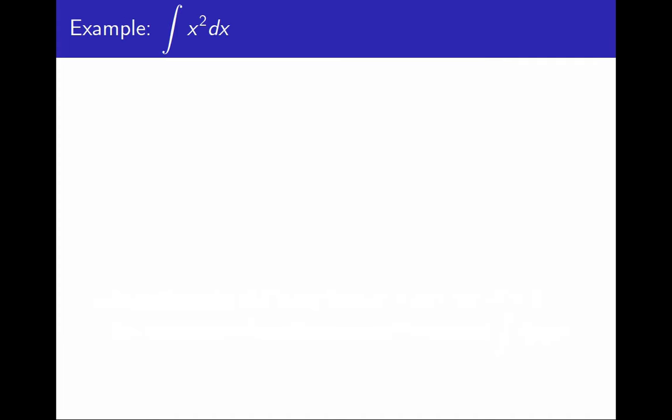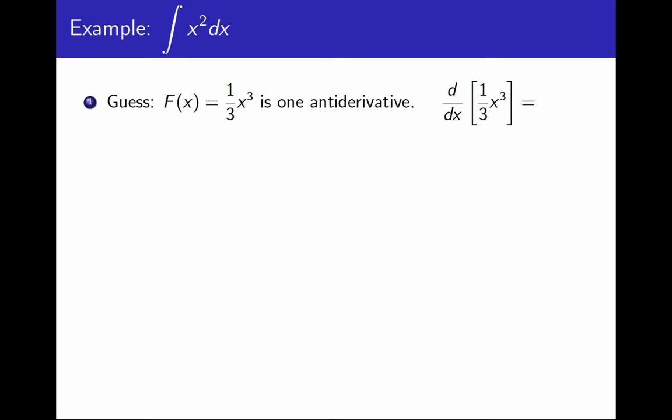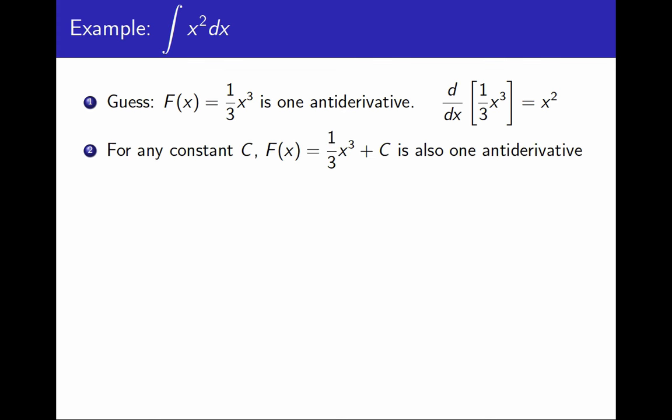As an example, I want to calculate the integral of x squared dx. So I want to find all the antiderivatives of the function x squared. I can guess, because this function is simple enough, that the function 1/3 of x cubed will be an antiderivative. And I can check that, because the derivative of 1/3 of x cubed is 1/3 of 3x squared, or x squared. It works. And of course, if this function works, if I add a constant, it will also work, because the derivative of a constant is 0. So for any constant c, the function 1/3 of x cubed plus c is also an antiderivative. And we are done. That's all of them.